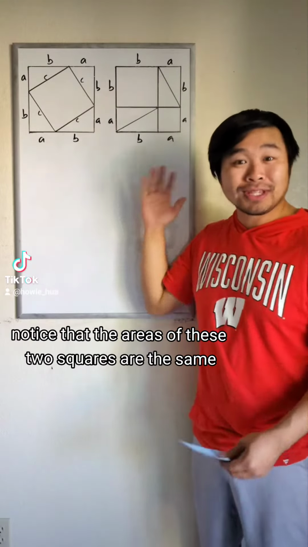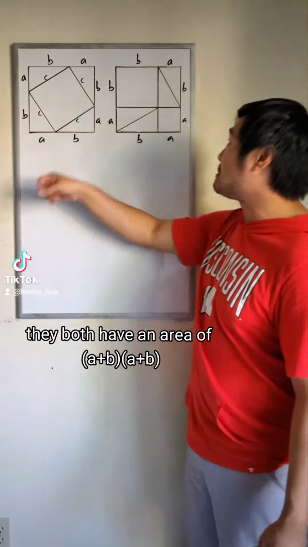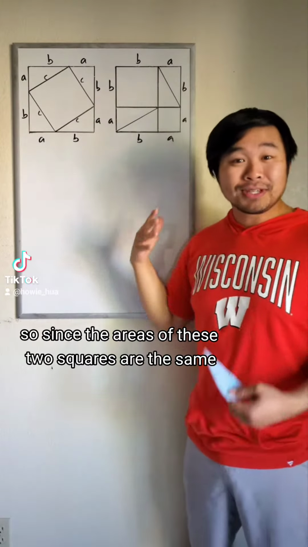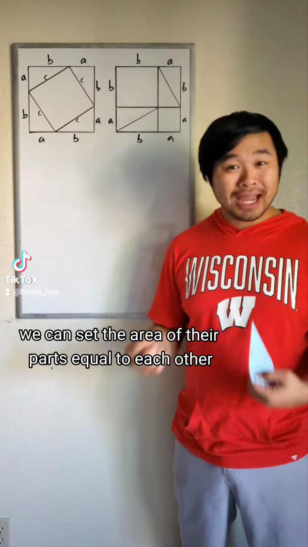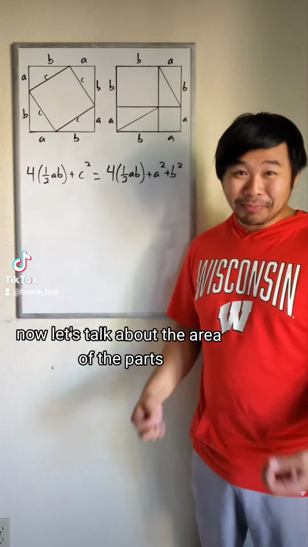Notice that the areas of these two squares are the same. They both have an area of (a plus b) times (a plus b). So since the areas of these two squares are the same, we can set the area of their parts equal to each other. Now let's talk about the area of the parts.